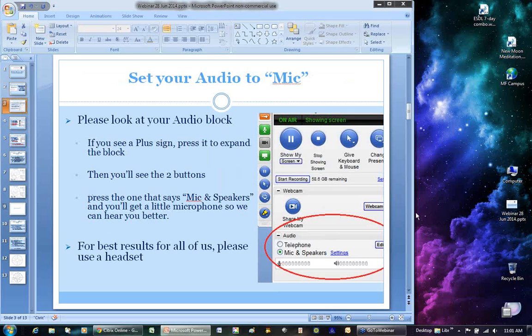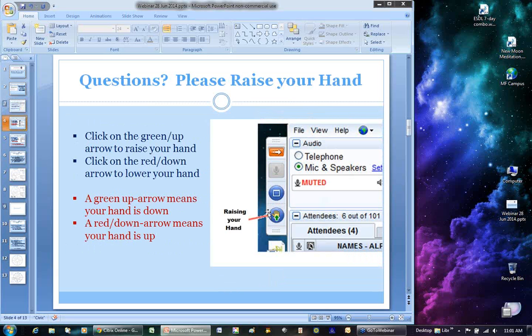Set it to mic and speakers. Everybody's done that. I can see their speaker. Questions, raise your hand. The green up arrow means your hand is down and you have the opportunity to raise it. The red down arrow means your hand is already up and you have the opportunity to put it down.